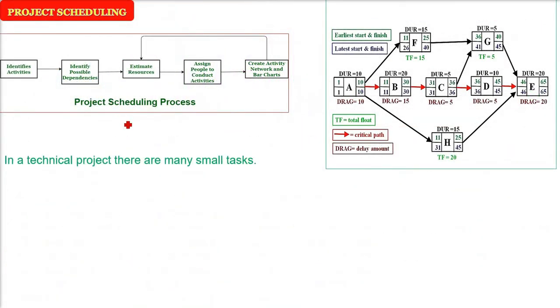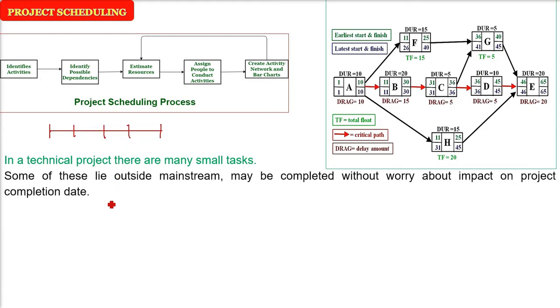Project scheduling. What happens here is that we need to find out the time or schedule when what work will be done. So in a technical project, the whole process, like the waterfall model or the spiral you choose, is divided into activities. These activities are divided into tasks. So finally, you have many small tasks in a technical project.